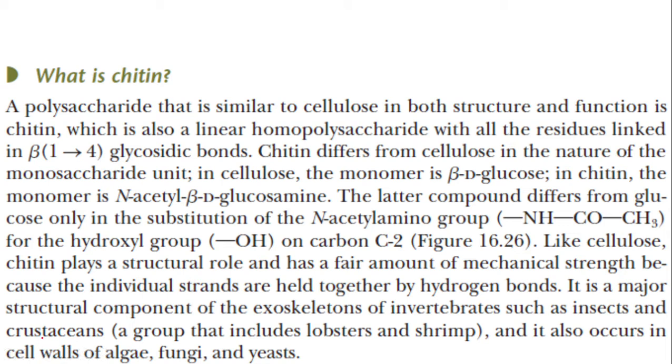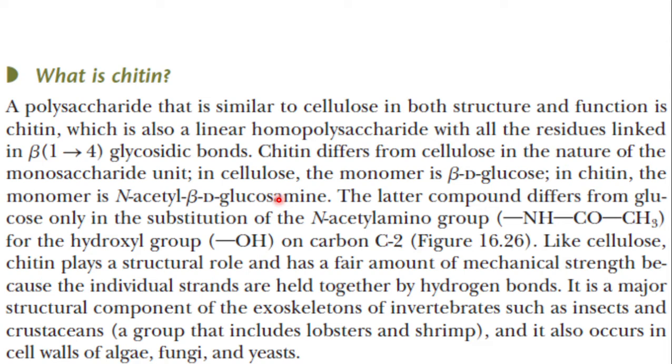Chitin is a linear homopolysaccharide, and all the monomeric units are bonded together by means of beta 1,4 glycosidic bond. And then what's the difference between chitin and cellulose? It's very simple. Cellulose is made up of beta D glucose, while in chitin, of course, glucose is there, but it is modified. We call it N-acetyl glucosamine. The monomeric unit of chitin is N-acetyl glucosamine.